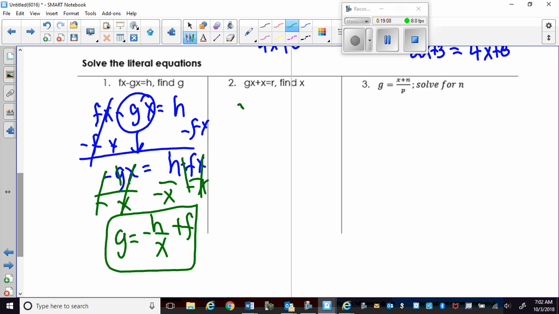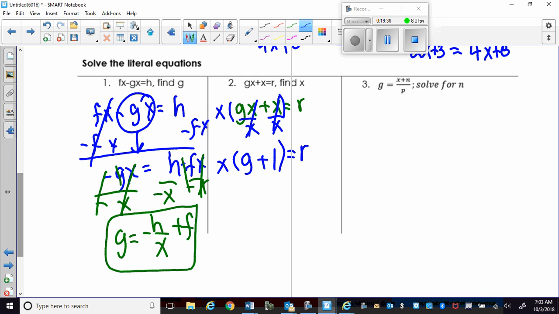Number 2, I'm solving for x, so this is where we're going to reverse distribute. The reason we can is because we have an x in both terms. So basically, we bring an x out, and we divide x out of each term. What we're left with is x times the quantity of g plus 1, equals r. Now I'm solving for x, so I'm going to get rid of the thing I don't need, which is g plus 1 on both sides. This goes away, x equals r divided by g plus 1.